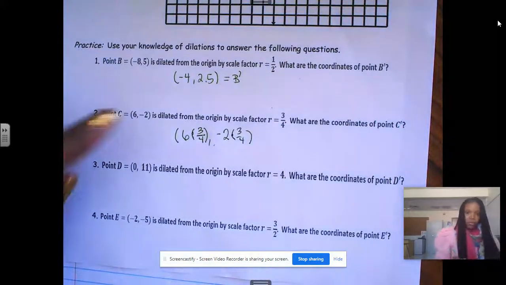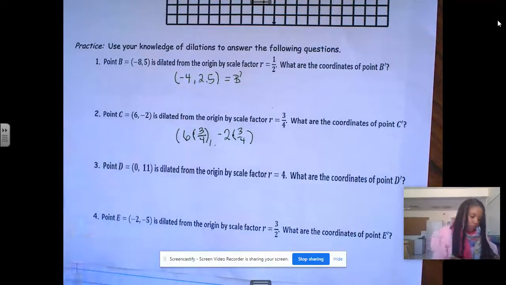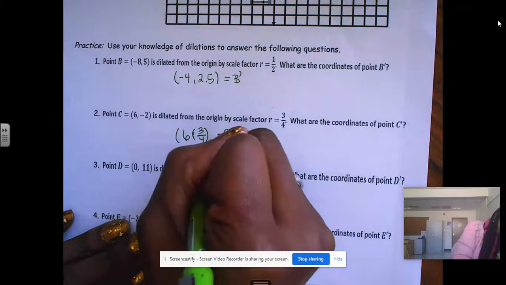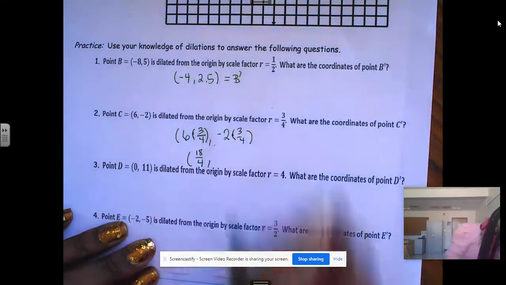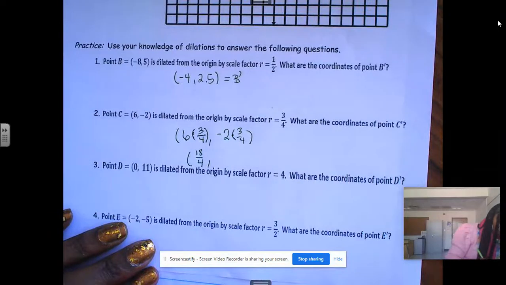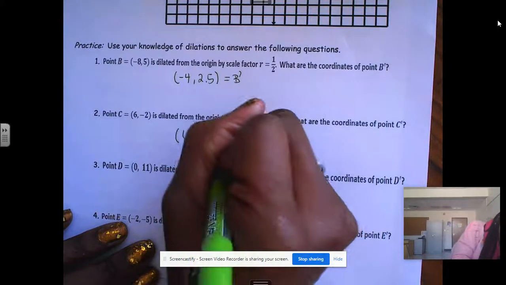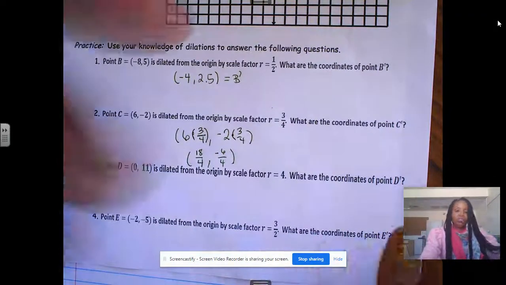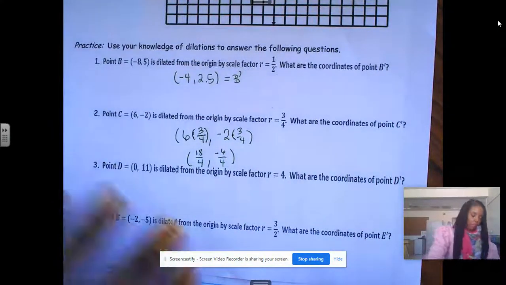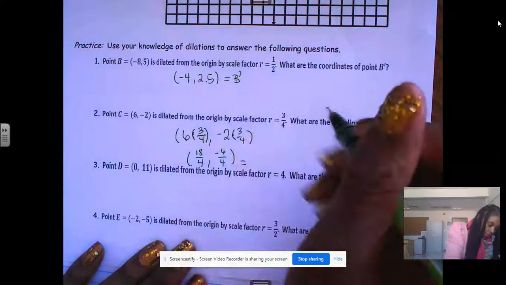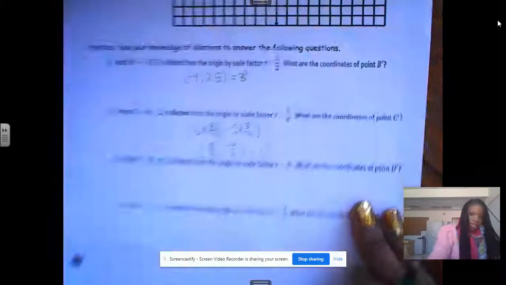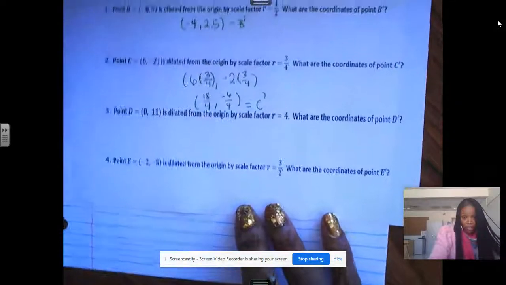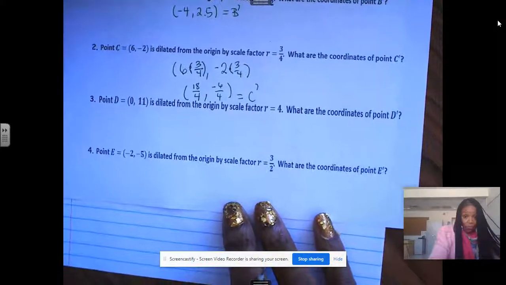Okay, and then so from here, 6 times 3/4, I'm leaving in fraction form. It's going to give me 18/4. And then -2 times 3/4 is going to give me -6/4. And since we're not plotting this, I'm going to leave it. Of course, if it's a multiple choice, it might be in a different form. And so that is going to end up being my C prime. Here, both of those are reductions because they're both just by proper fractions.